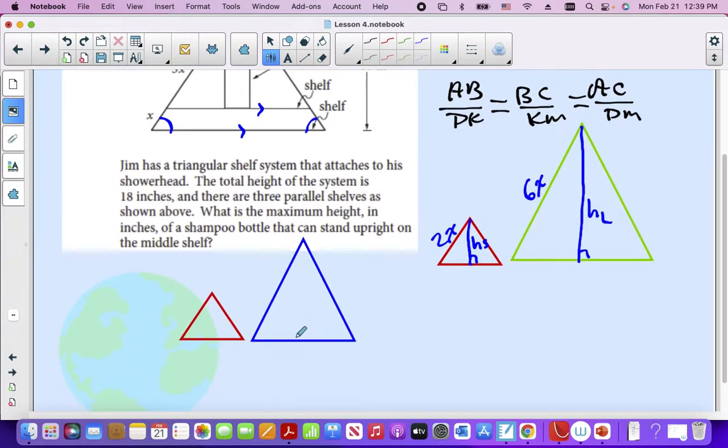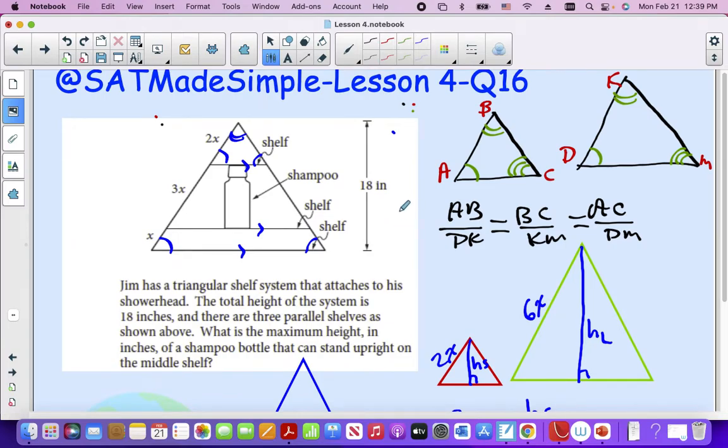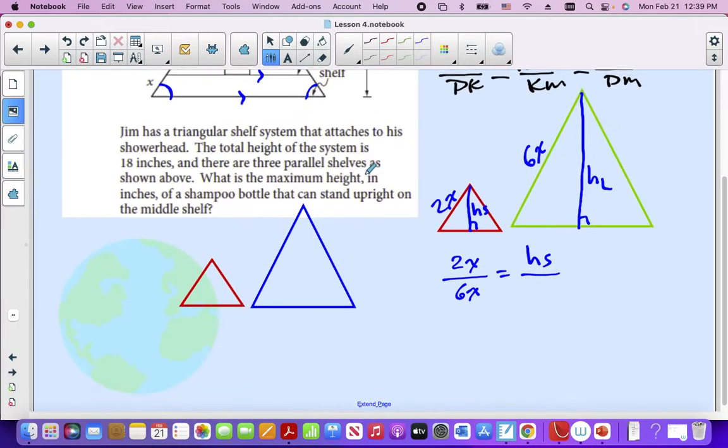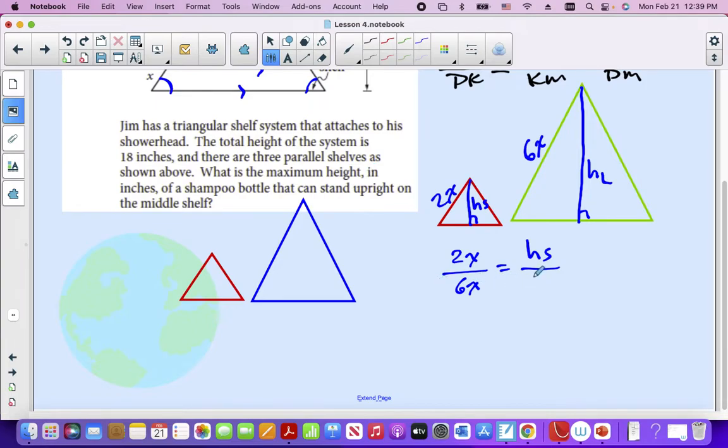I can use the ratio. So 2x to 6x is equal to h small to h large, and h large, they gave it to us to be 18 inches. So this simplifies to 2/6 equal h small over 18, which implies h small is equal to 6 inches.